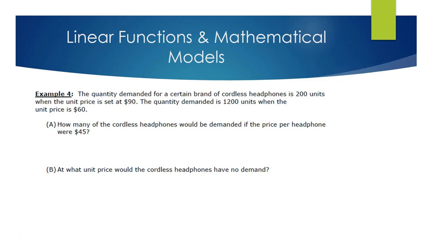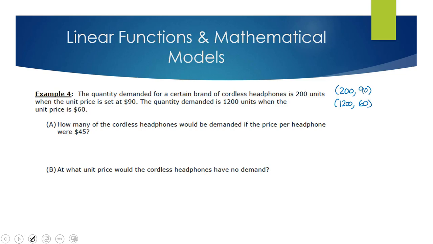So the first thing is, what I have here is a couple of ordered pairs. When x is 200, the price was $90. And when x is 1200, the price was $60. So these are ordered pairs that I'm going to make use of here.